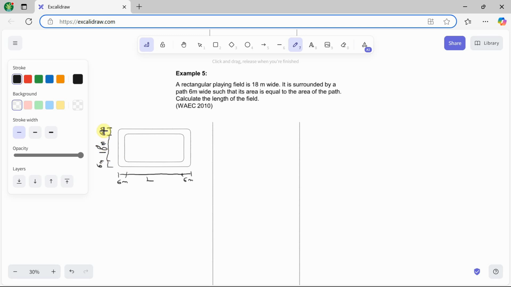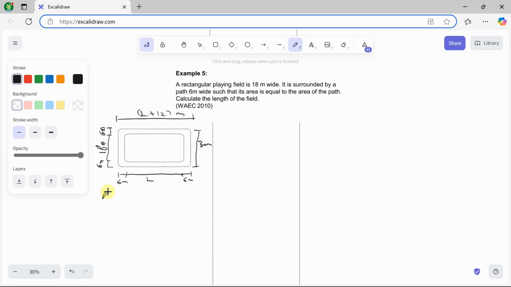So that means that this entire width is 18 plus 6 plus 6. 18 plus 6 is 24. 24 plus 6 is 30. So that means that this entire width here is 30 meters. And this entire length here is L plus 12 meters: L plus 6 plus 6, L plus 12 meters.